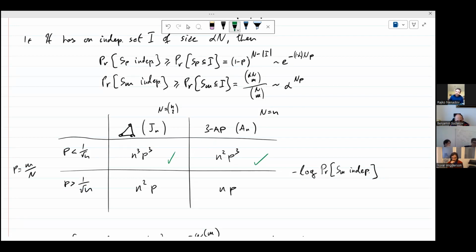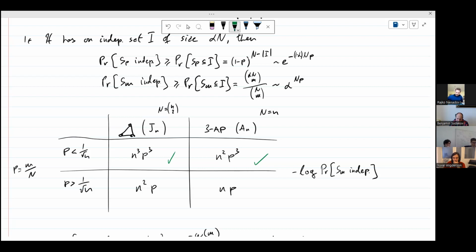The more interesting case is the denser regime. When you look at triangles, this hypergraph of triangles does have a very large independent set. Take a complete graph and look at the largest bipartite subgraph. The edges of this bipartite subgraph of Kn form an independent set in our hypergraph, of size roughly half the number of vertices.